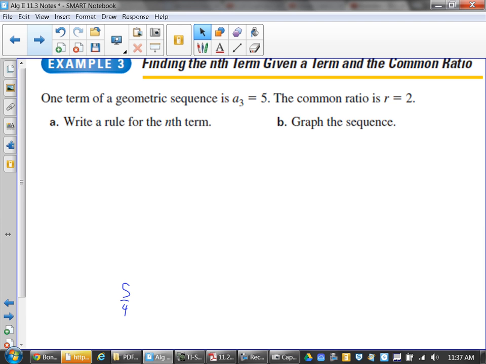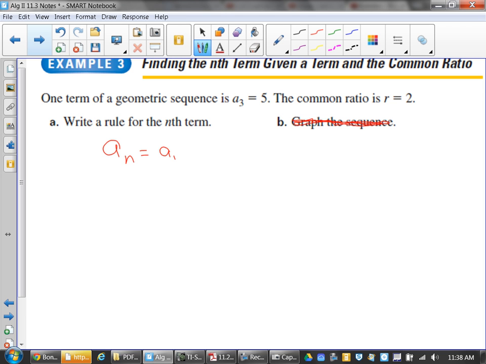So, in this case, we have a geometric sequence. The third term is 5. Don't worry about this graphing thing here. We will not be graphing these at all, okay? It says that the third term in the geometric sequence is 5, and the common ratio is 2. I want to write out the rule for the nth term. Well, if the third term is 5, what's my value of n?